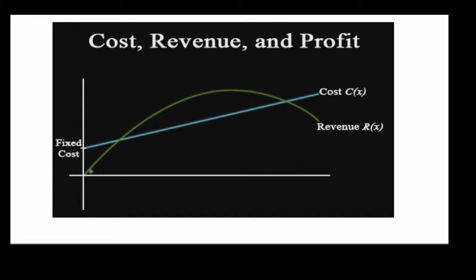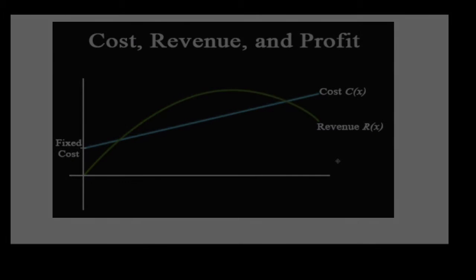You can see we start down here at 0 with 0 revenue, which of course we're going to have if we're selling 0 items. And you can see the revenue function goes up, it's increasing, and then it starts to go down after a certain amount of time. So after we start producing a lot of items, the revenue starts going down.